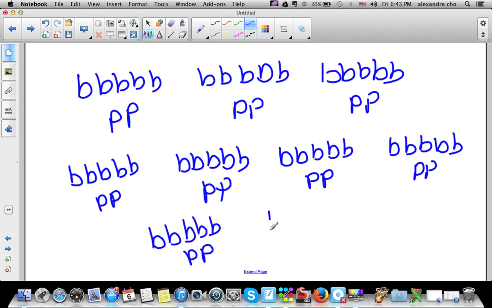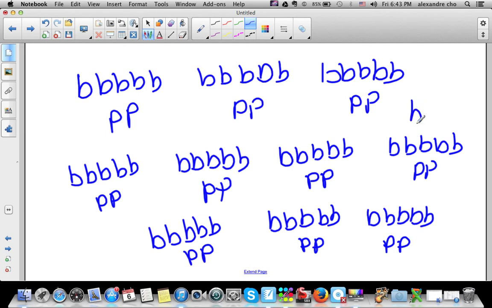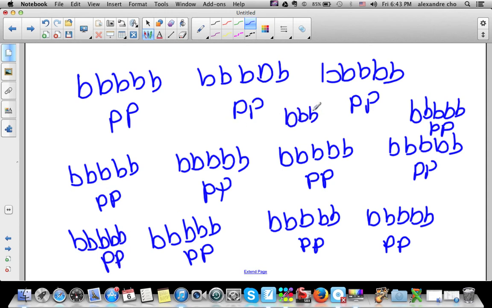8. That makes it 40 books. 1, 2, 3, 4, 5. 45 books. 2, 3, 4, 5. That's 50 books. 1, 2, 3, 4, 5. That's 55 books. 1, 2, 3, 4, 5. That is 60 books. And then where do I have room? Right here. 1, 2, 3, 4, 5. I have a total of 65 books.